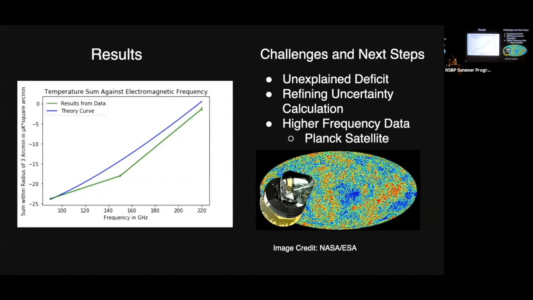And something else I hope to incorporate is being able to include higher frequency data, because I'm limited with a maximum of 220 gigahertz right now. So I want to be able to increase to higher frequencies, which would be something I could do with the Planck satellite data. So I plan to incorporate that in my studies also. So hopefully with all of that, I can actually get a reliable measurement of the RSZ effect and be able to take the temperatures of these galaxy clusters. So thank you very much.